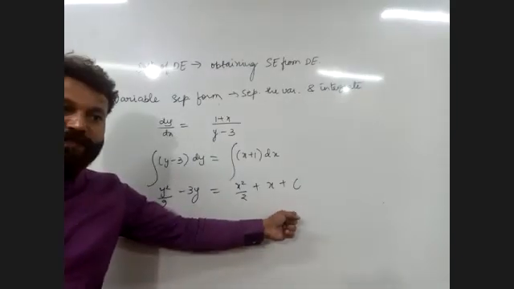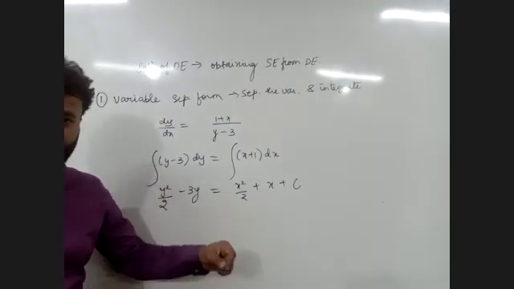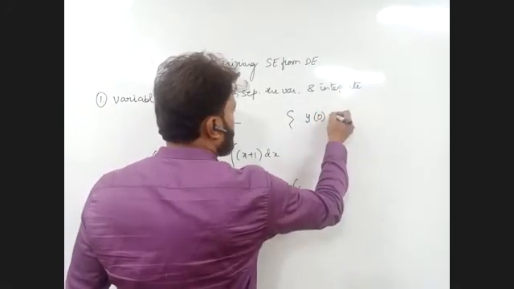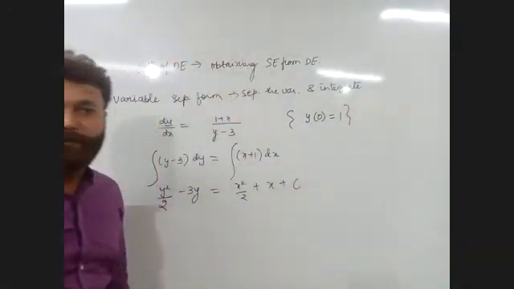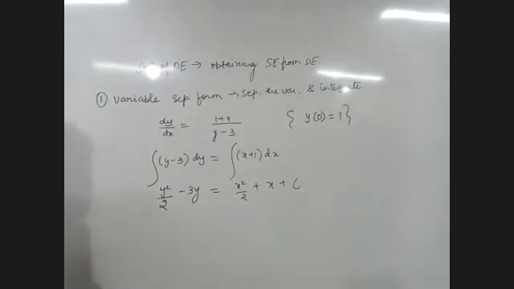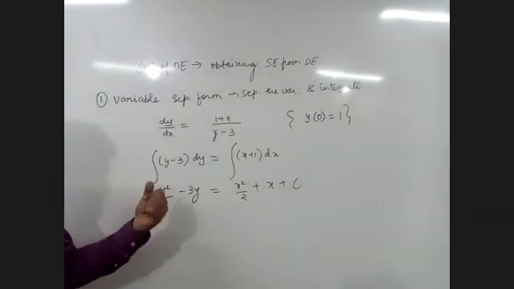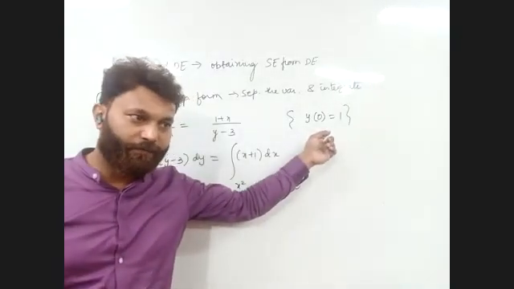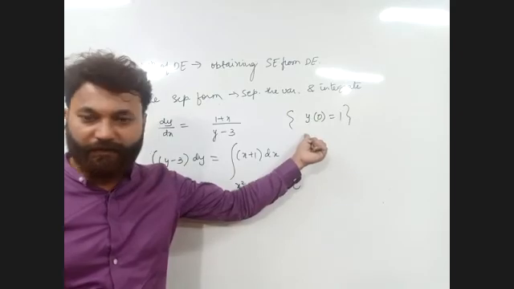If we leave it in terms of c, it is general solution. If we find the value of c also, it is particular solution. For example, अगर हमें ऐसे दे रखा हो y0 equal to 1, y0 equal to 1 means when the value of x is 0, the value of y is 1. Am I clear with it? इसको बोलते हैं boundary value. When the value of x is 0, the value of y is 1.